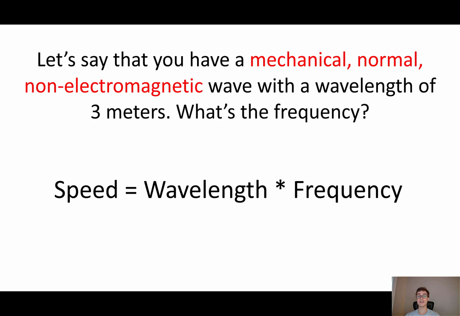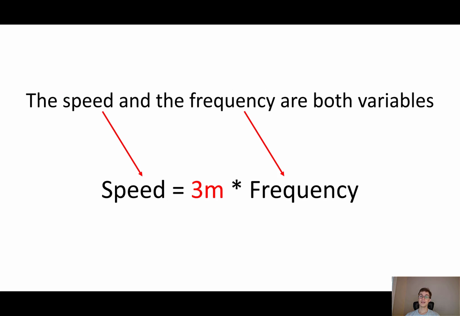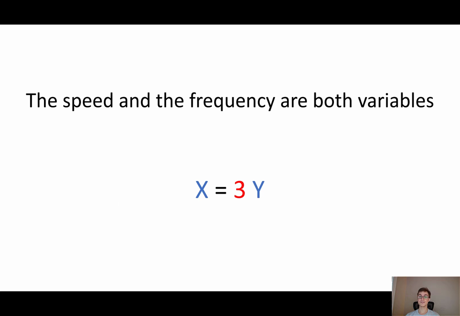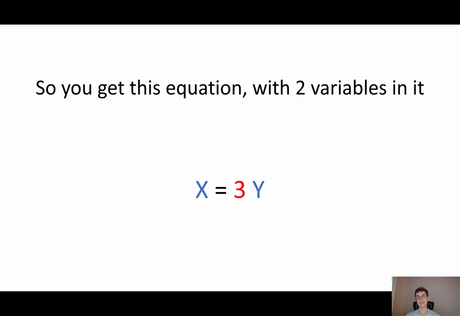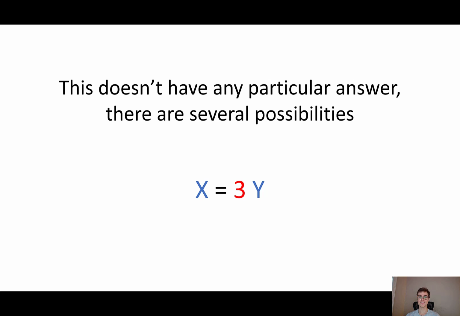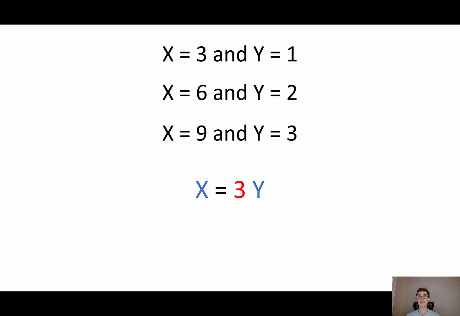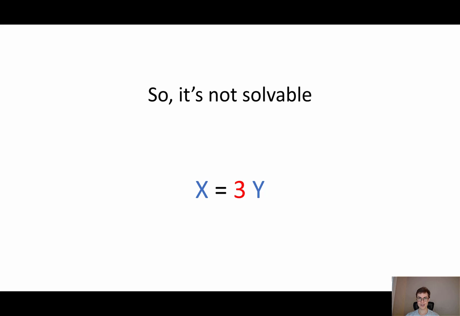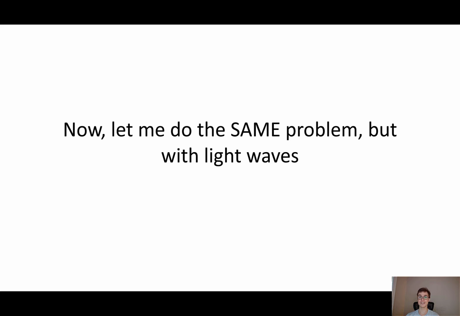Let's say you have a wave. It has a wavelength of 3. What's the frequency? Well, the wavelength is 3, and the speed and the frequency are both variables. So you're going to get this, x equals 3 times y. It's an equation with 2 variables in it, and it actually doesn't have an answer. There's a lot of possibilities. For example, if x is 3, y could be 1. If x is 6, y could be 2, etc., etc. So this is not a solvable problem for normal waves. Knowing the wavelength does not tell you the frequency.